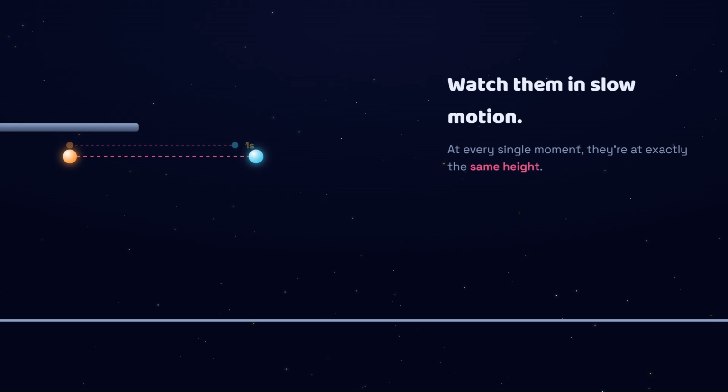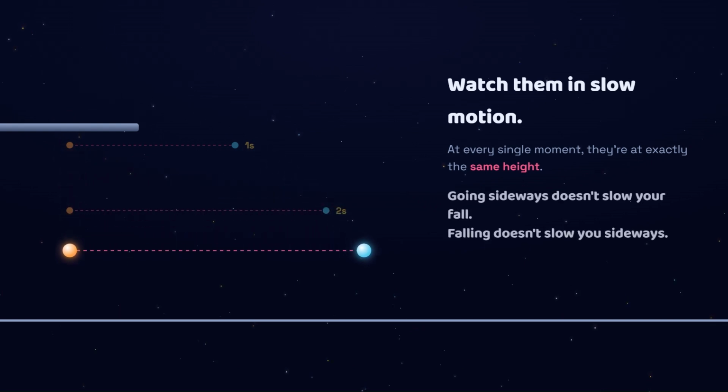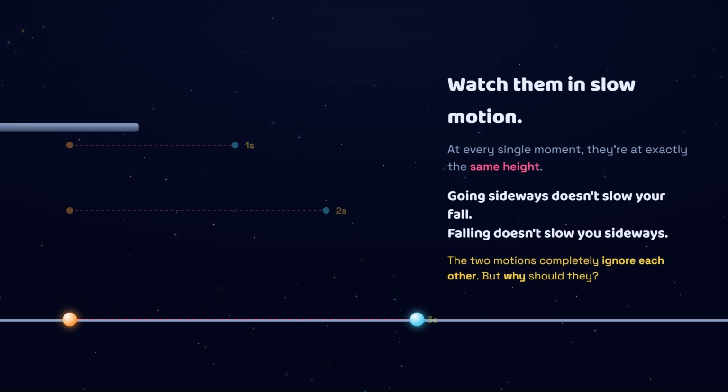Surprising, isn't it? Let's slow it down. Pause at any instant, and you'll notice something remarkable. The two balls are always at the same height. Always. The sideways motion doesn't slow the fall, and the fall doesn't slow the sideways motion. The two motions are completely independent. But why?